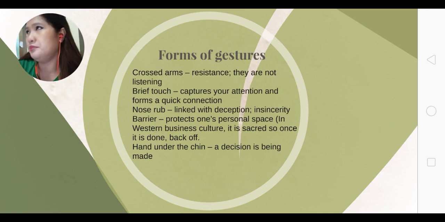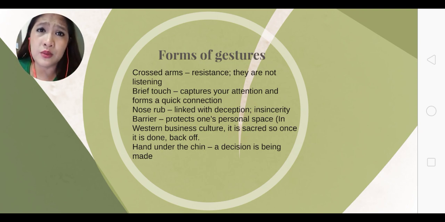Nose rub. When you do this, it could be linked with deception or insincerity. Why is it so? I have read an article that says you are trying to say something that's not true. That's why your body is reacting to it. Your brain knows that it's wrong. That's why unconsciously your body reacts by rubbing your nose, because what you're saying is not true.